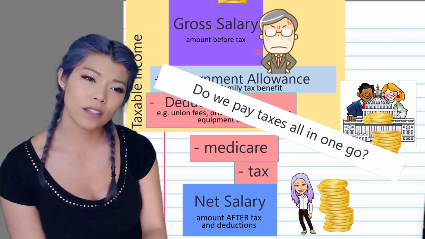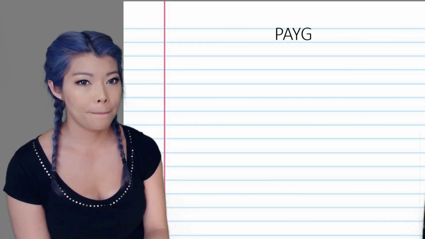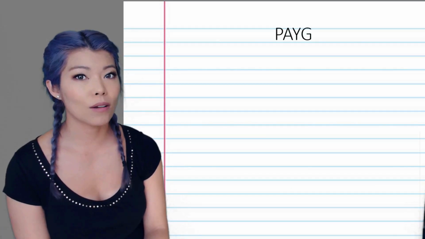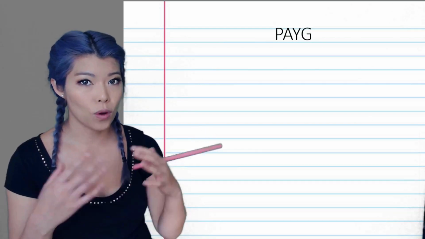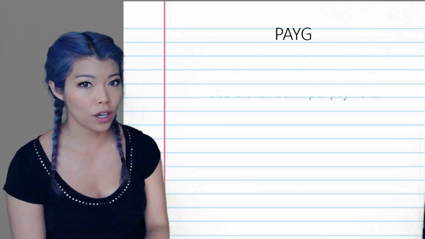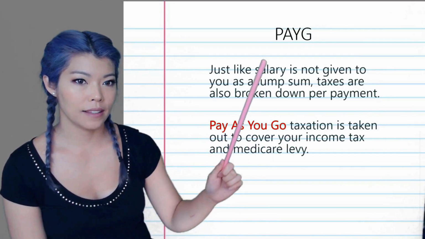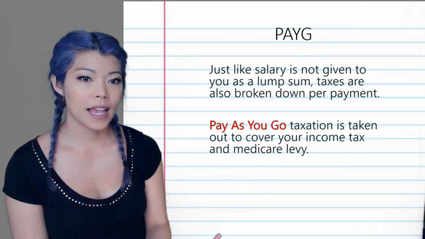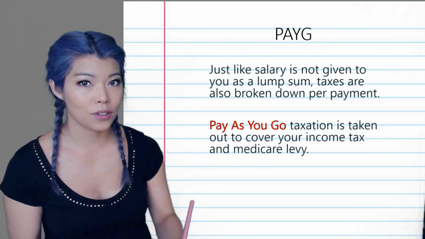Do we pay taxes all in one go? No, we pay something called PAYG. Just like our salary, we don't earn all our amount at the start of the year in one giant amount. We don't pay taxes in one big lump. We pay as we go. Now, this amount is called pay as you go, hence PAYG. It is taken out of your weekly or fortnightly or monthly income as you're getting the money in.